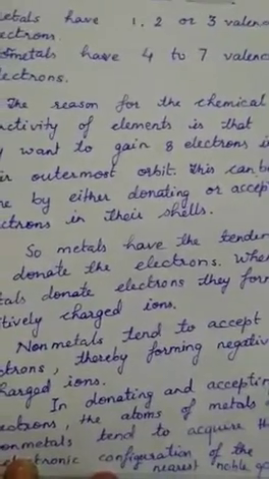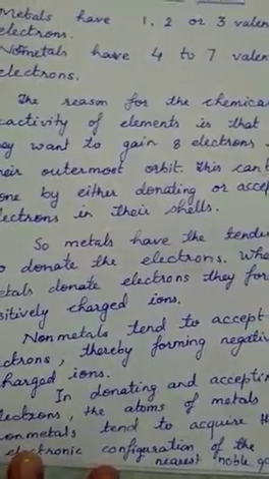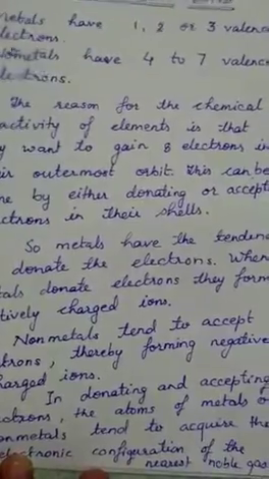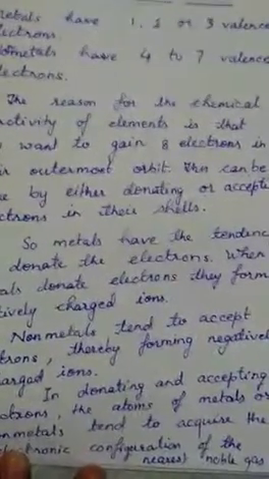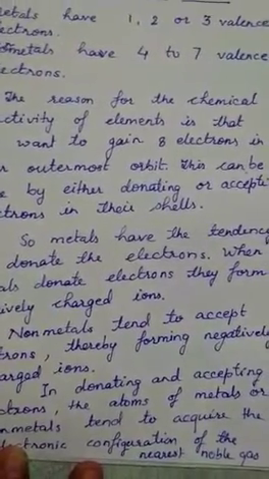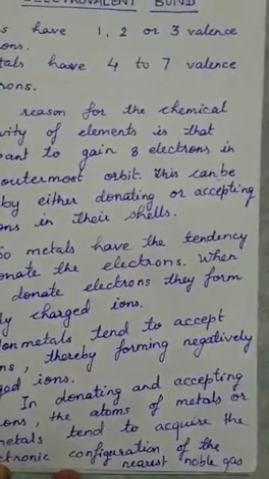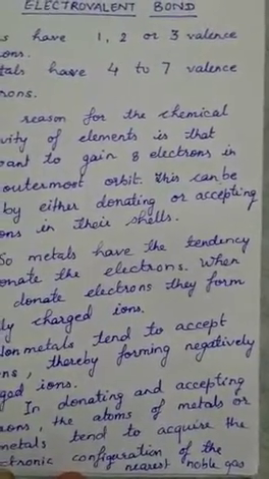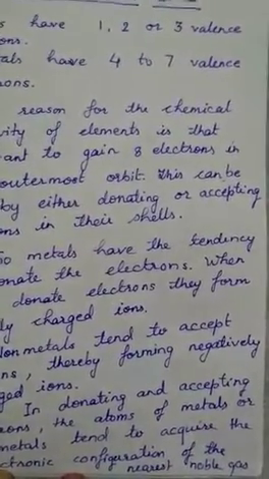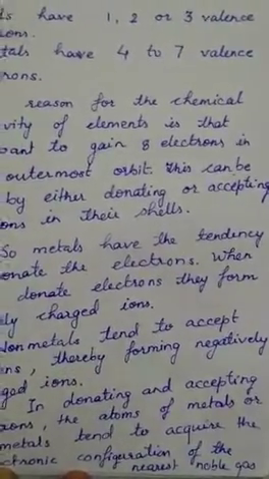Or we can say that non-metals, after accepting the electrons, form negatively charged ions. The negatively charged ions are known as anions. So metals donate electrons and form cations, and non-metals accept electrons and they form anions. Now the reason for donating or accepting the electrons is they want to acquire the electronic configuration like that of the nearest noble gas.